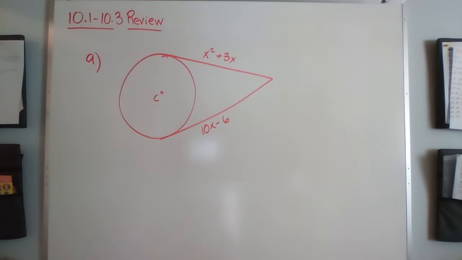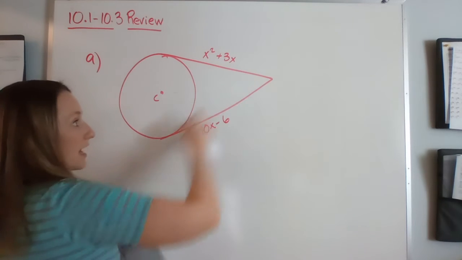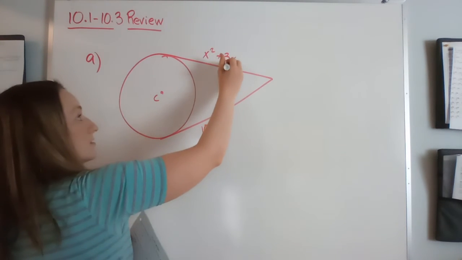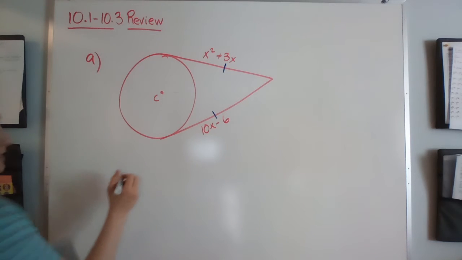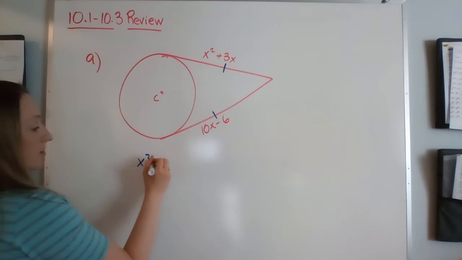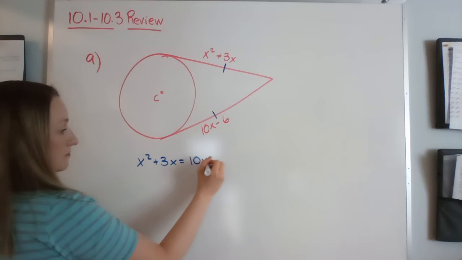All right, we learned in an earlier lesson that if you have two tangents that originate from the same outside exterior point, those two tangents are equal to each other. They are congruent to each other. So I can set them equal to each other. x squared plus 3x is equal to 10x minus 6.